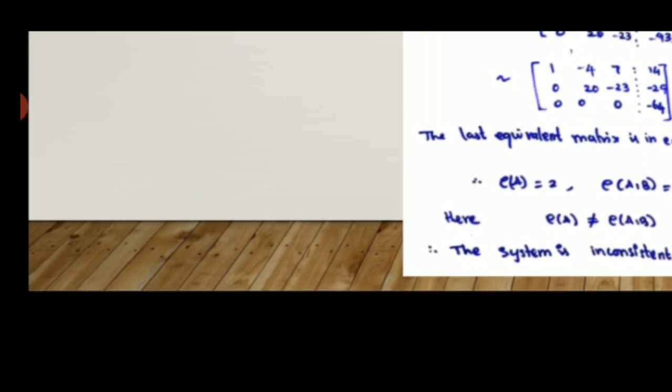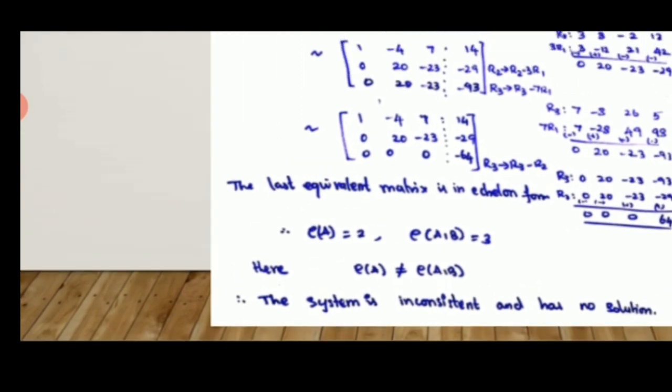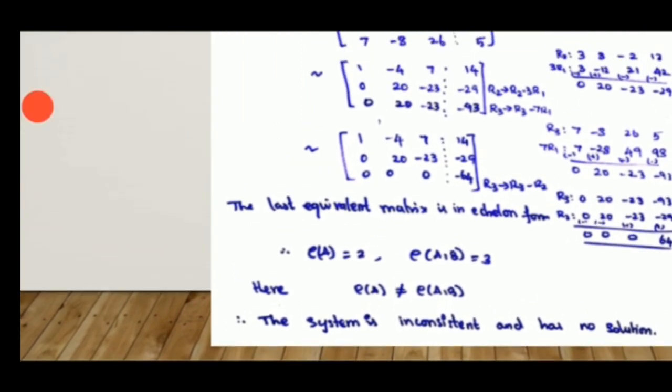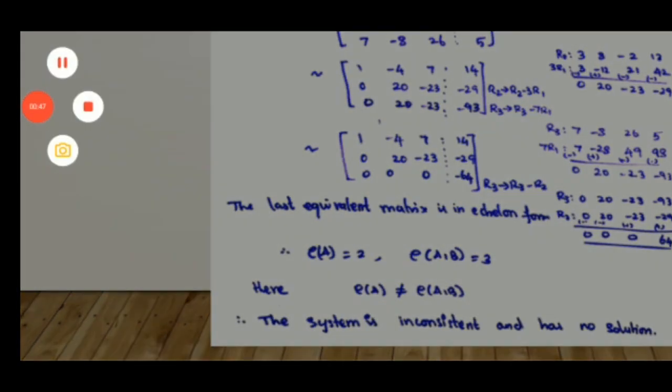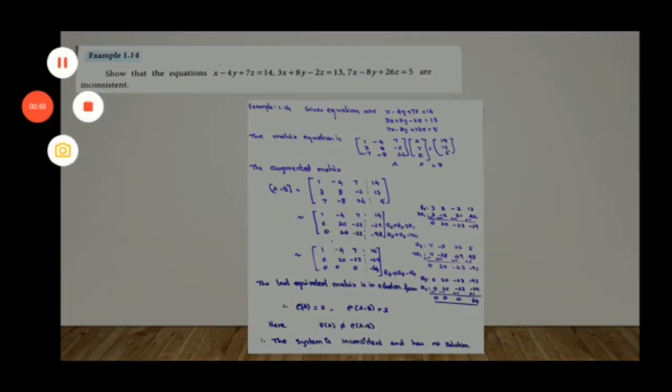In the last row the non-zero entry is minus 64. So therefore rank of A comma B is 3. Now rank of A and rank of A comma B are not equal, they are different, right? So rank of A is not equal to rank of A comma B. Therefore the system is inconsistent and has no solution.